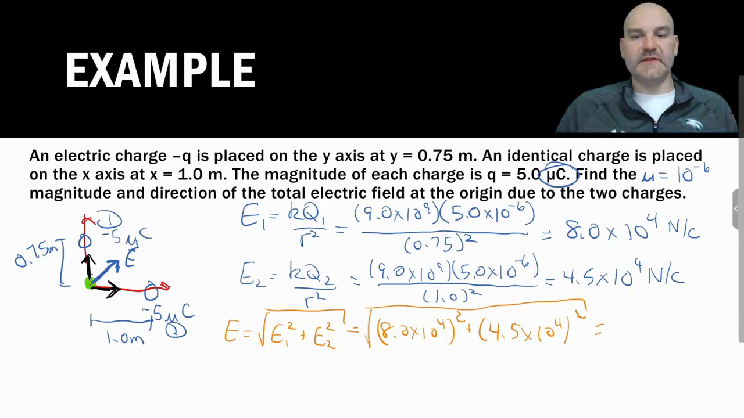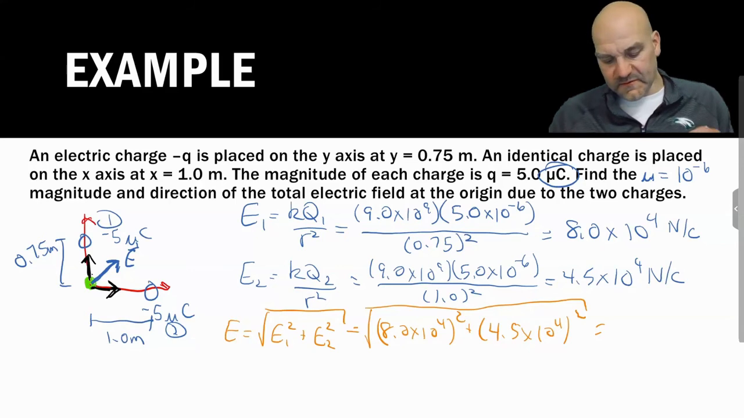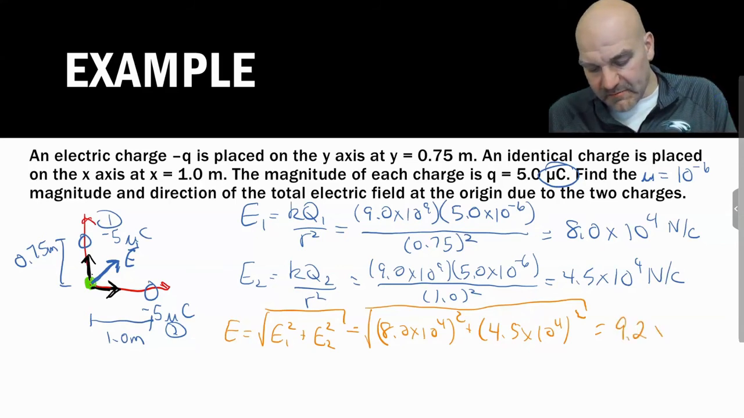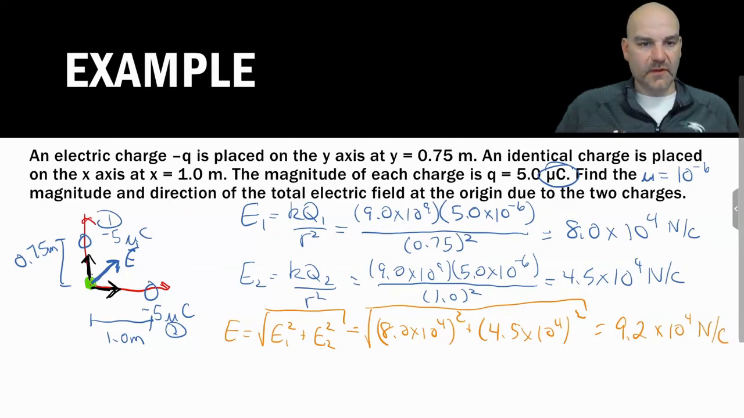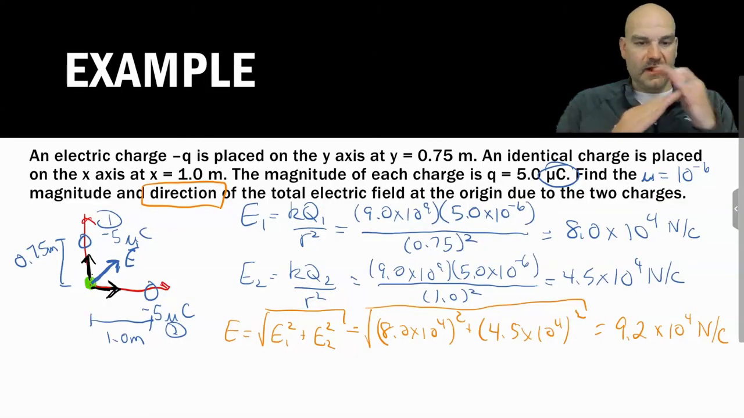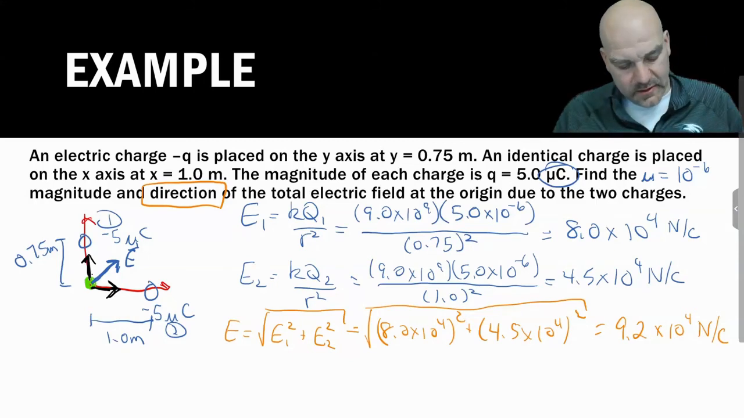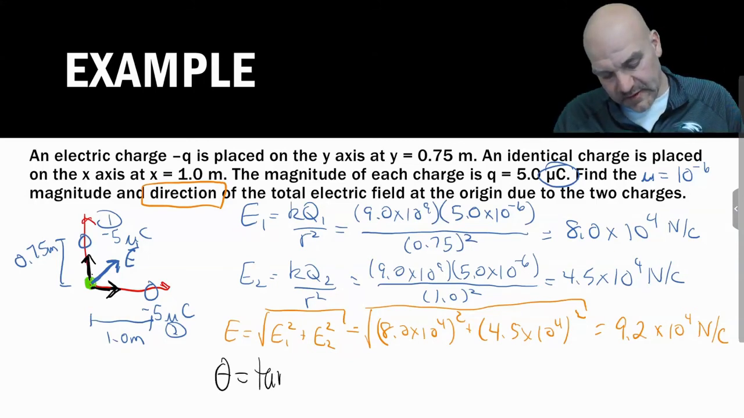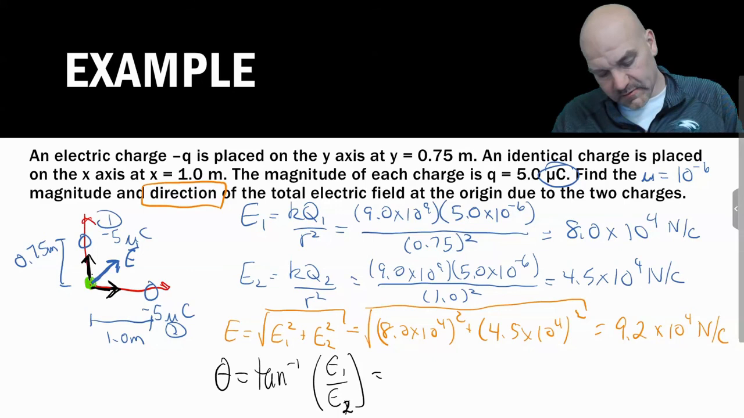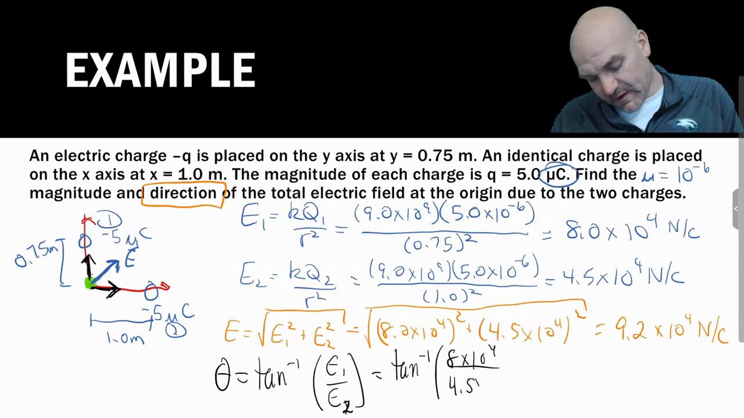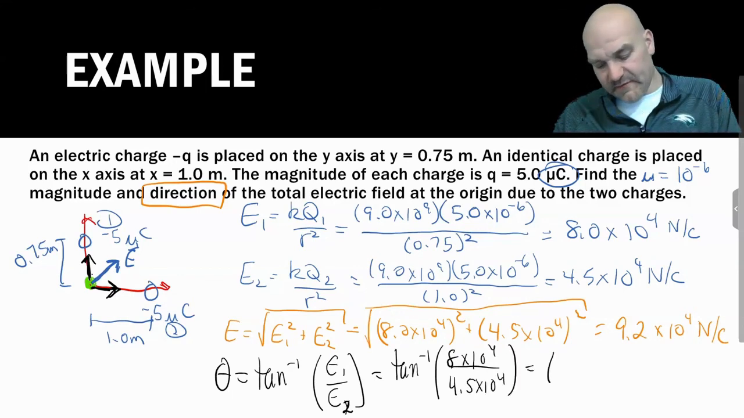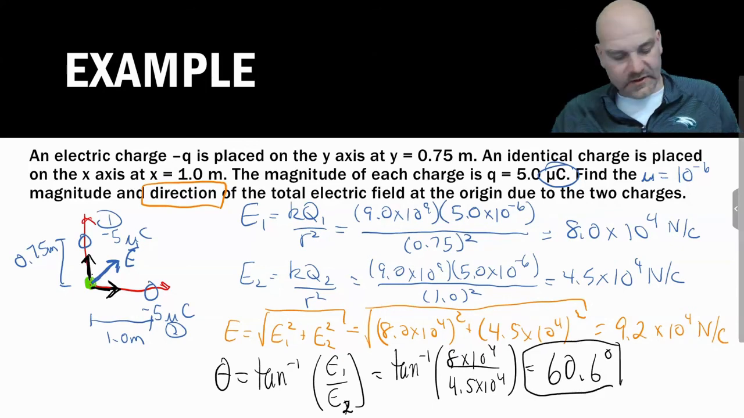Okay, so we do 8.0 times 10 to the 4th squared plus 4.5 times 10 to the 4th squared. And that gives us the magnitude of the E field at 9.2 times 10 to the 4th newtons per coulomb. But this question also asks for the direction. So we go back to our thinking right angles, right? How do we get the direction? Well, we're just going to do the inverse tangent of our y value over our x value. It's going to be inverse tangent of 8 times 10 to the 4th divided by 4.5 times 10 to the 4th. And that's going to give us an angle of 60.6 degrees.